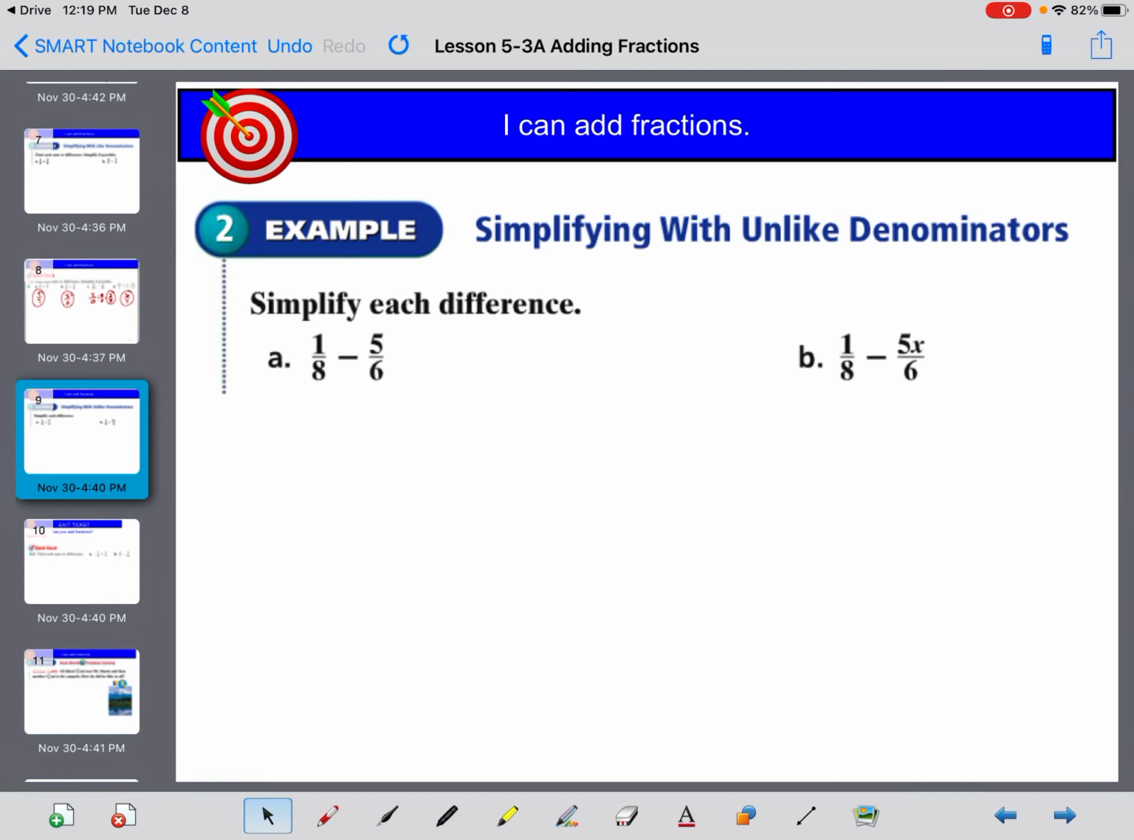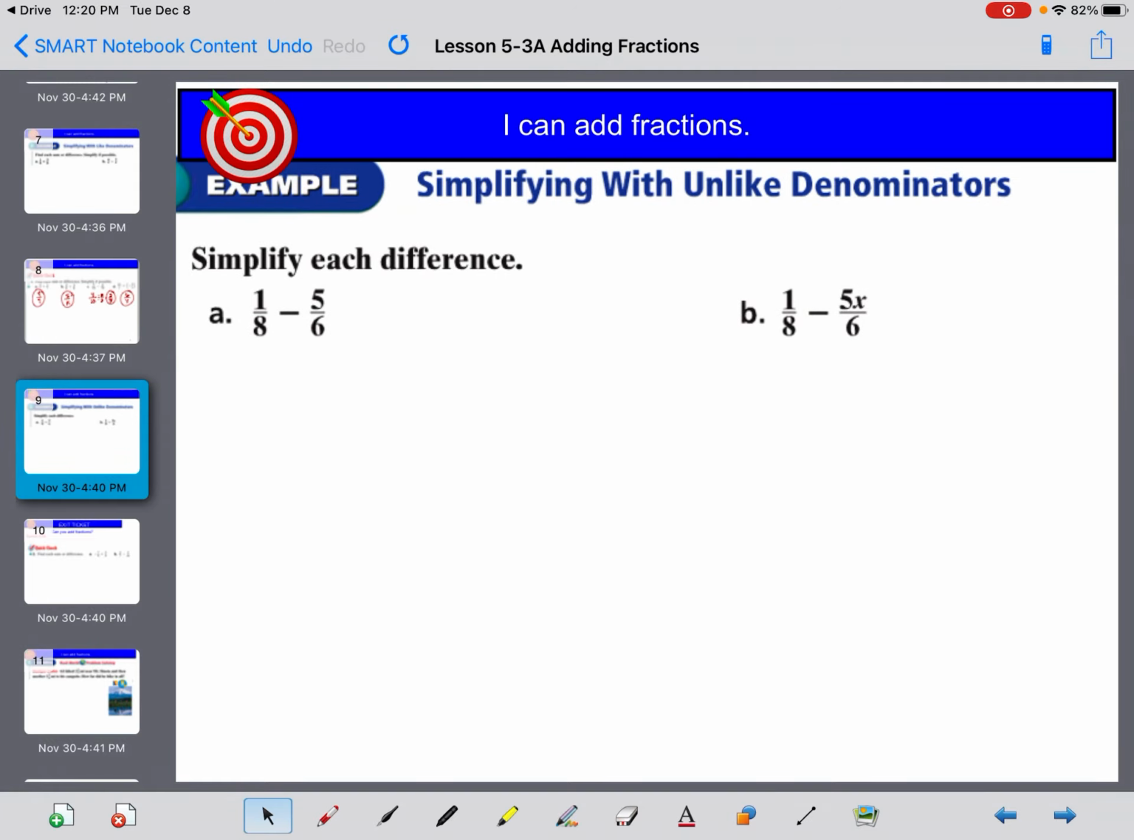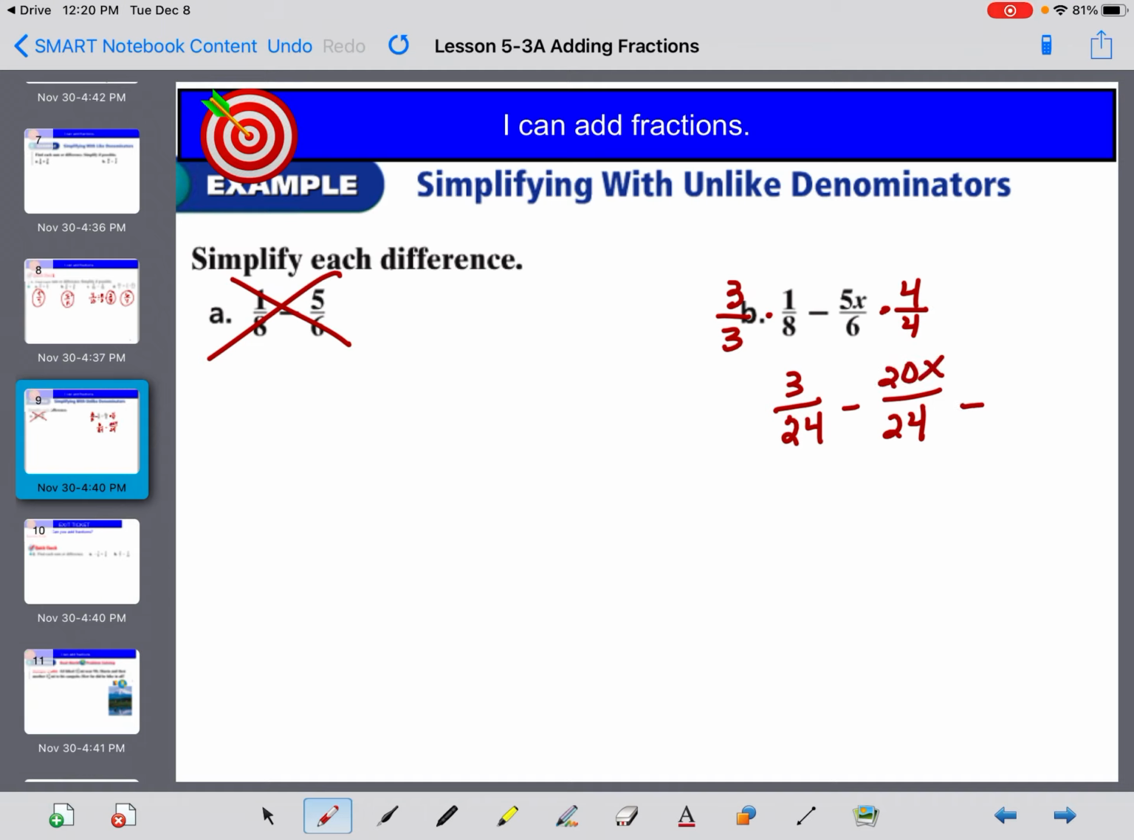All right, let's find the sum or difference here. 1/8, we're going to cross this one off. I think we already know how to do that. The next one, 1/8 minus 5x over 6. Let's find the common denominator. In this case, it is 24. I multiply this one by 3 over 3, and I get 3/24. This one I multiply by 4 over 4, and I get 20x.